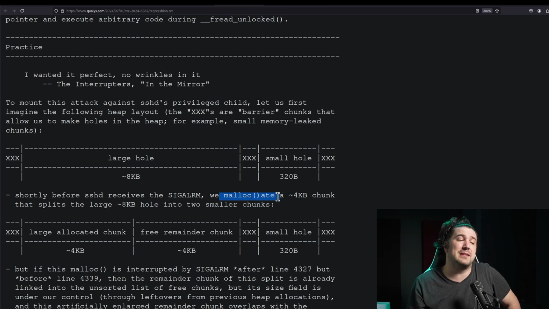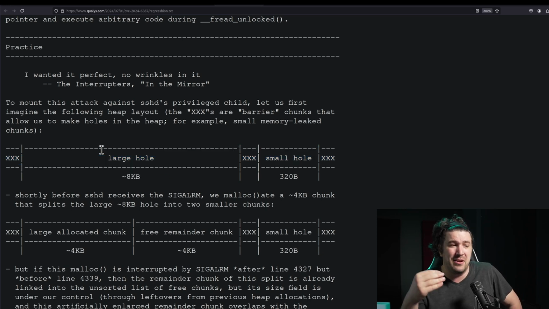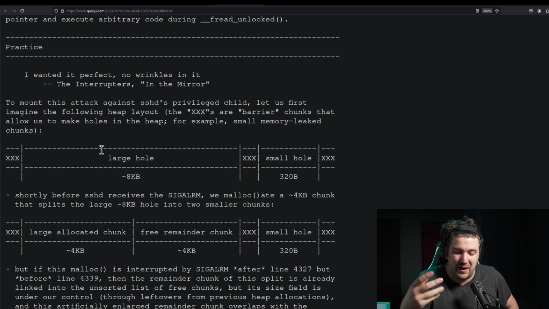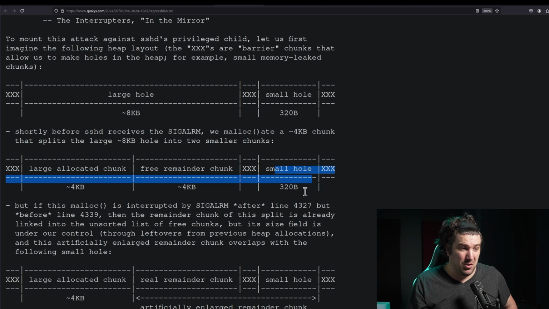How did they get it to mallocate this in the middle? I know that they did it over the network, but how did they manipulate it over the network to get another malloc? Because basically what they had to do is find some way to trigger another malloc here, right? So we still have a 320 byte small hole.